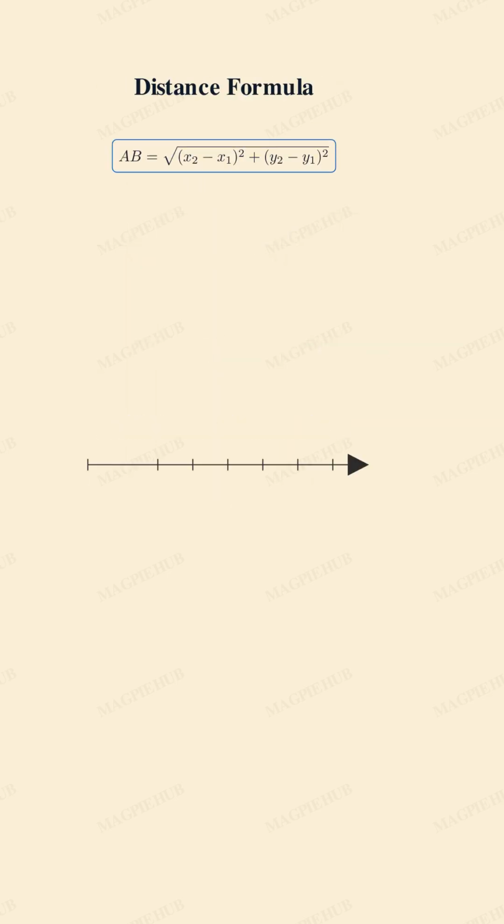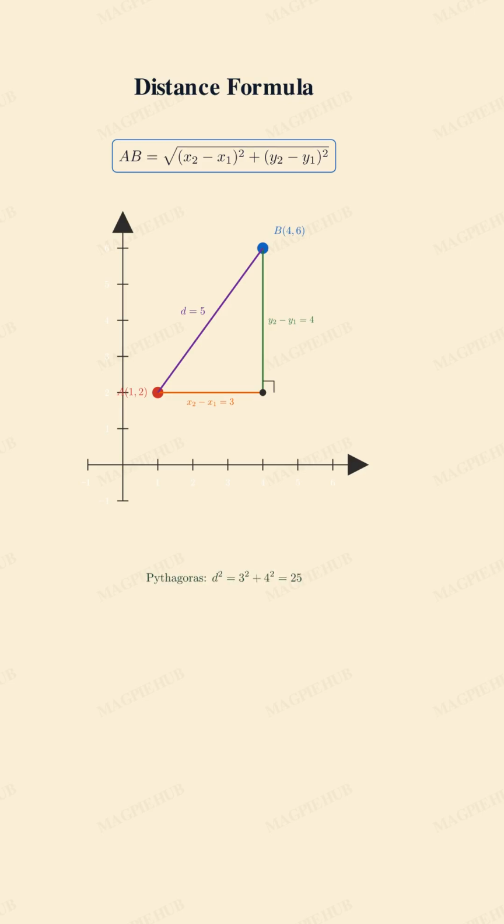The distance formula. Given 2 points A with coordinates x1, y1 and B with coordinates x2, y2, the distance between them is the square root of x2 minus x1 whole squared plus y2 minus y1 whole squared. This comes from the Pythagorean theorem. We draw a right triangle with horizontal side x2 minus x1 and vertical side y2 minus y1. The hypotenuse is the distance AB.